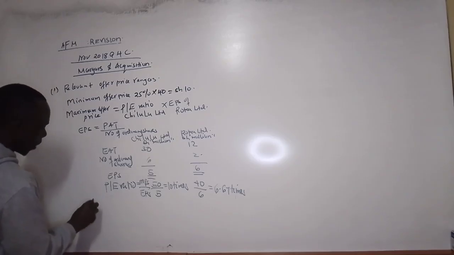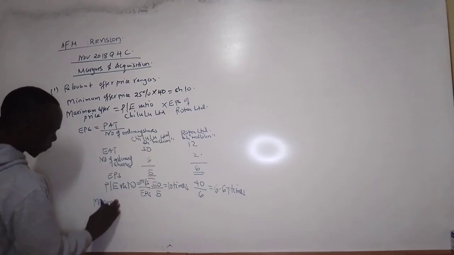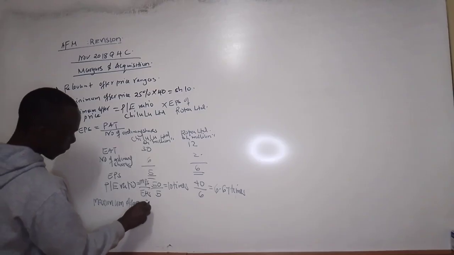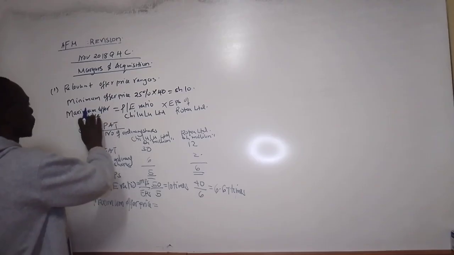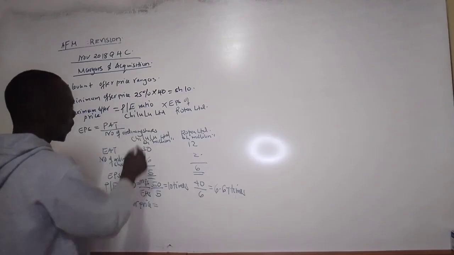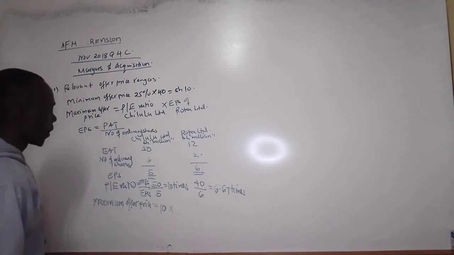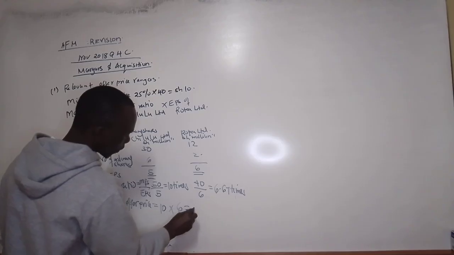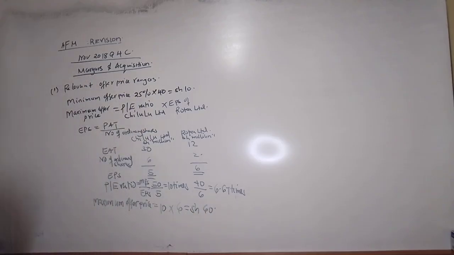Maximum offer price, or non-diluted offer price. Our maximum offer price will be given by how much? In this case, you take the PE ratio of Chiruru, which is 10 times, then multiply by the EPS of Roka Limited, which is 6. So the maximum will be shillings 60. That is what we have.